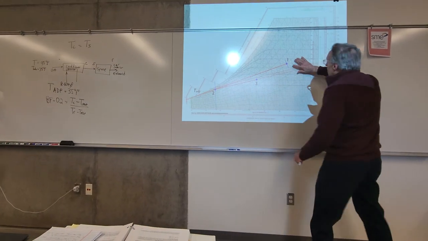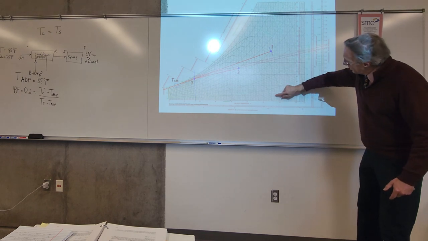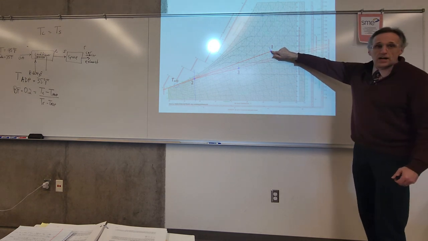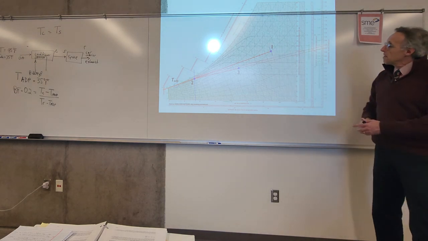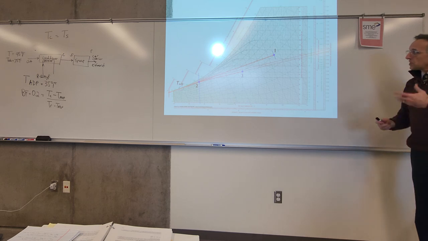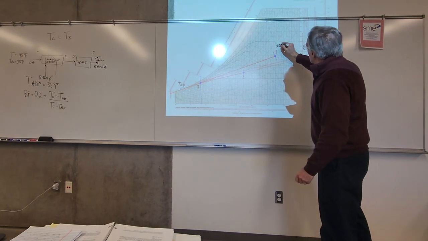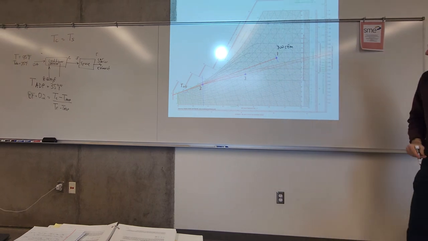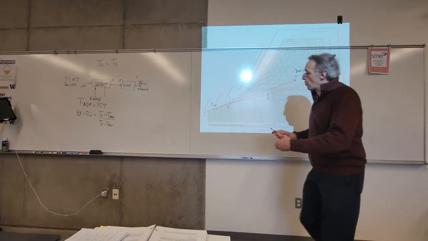So this is our incoming air, right? We've got outside air at 95 and 75, okay? And it's coming in at 300 CFM. And we're given the apparatus dew point.